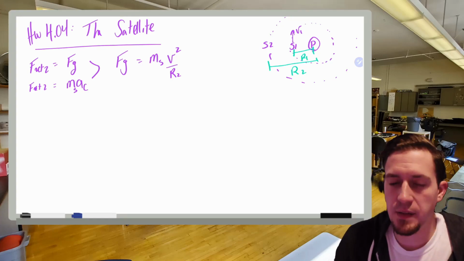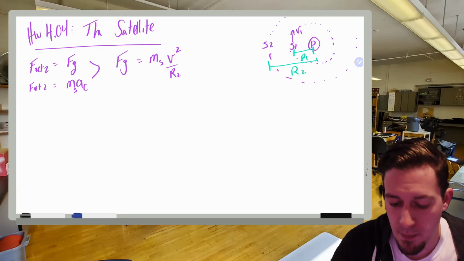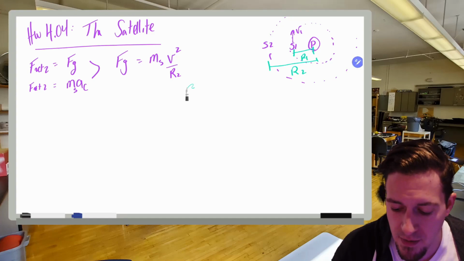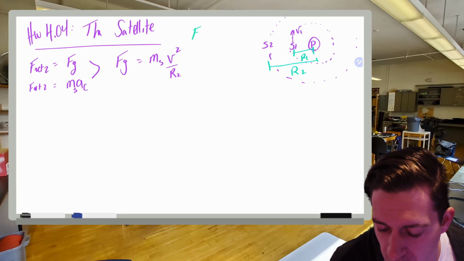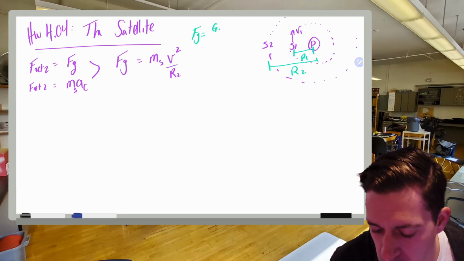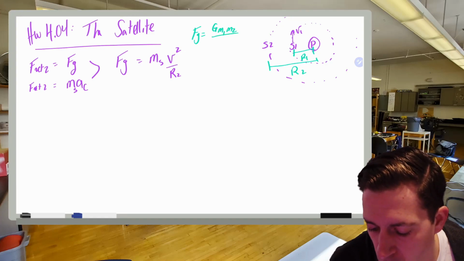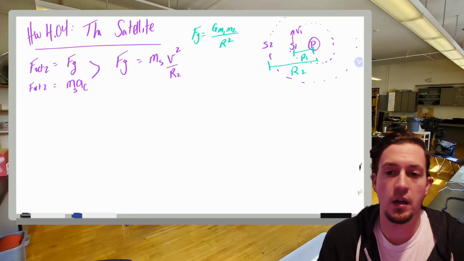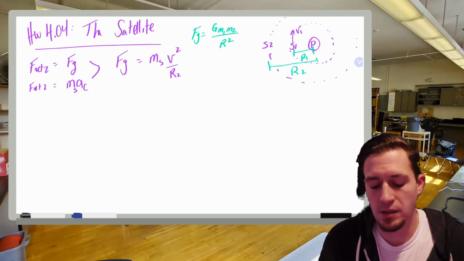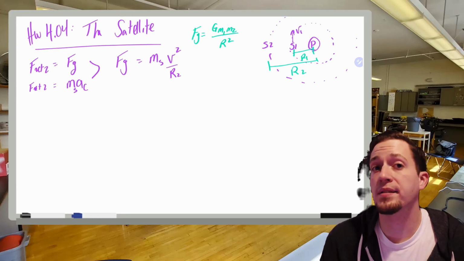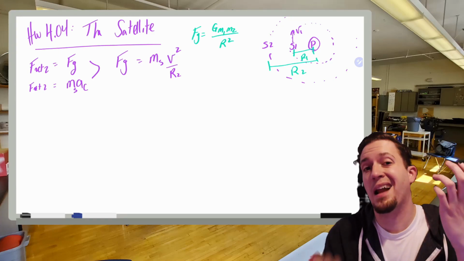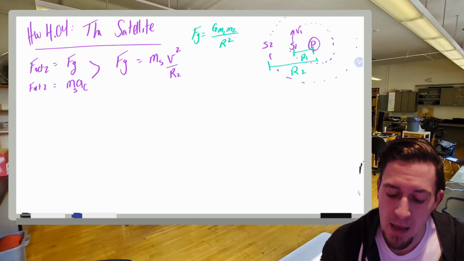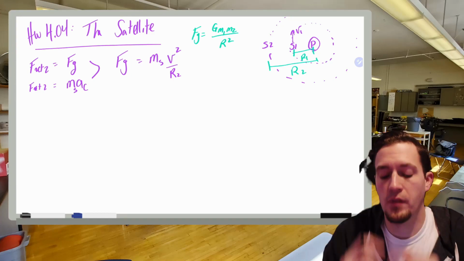All right, so now if I'm trying to set this up, we know, hopefully, that we have the universal law of gravitation. So Fg is big G, M1, M2, all over R squared. Quick review: big G is the universal gravitational constant, known, no big deal. M1 and M2 are the two masses we're talking about, in this case the satellite and the planet. And R is the distance between the centers of those two objects.